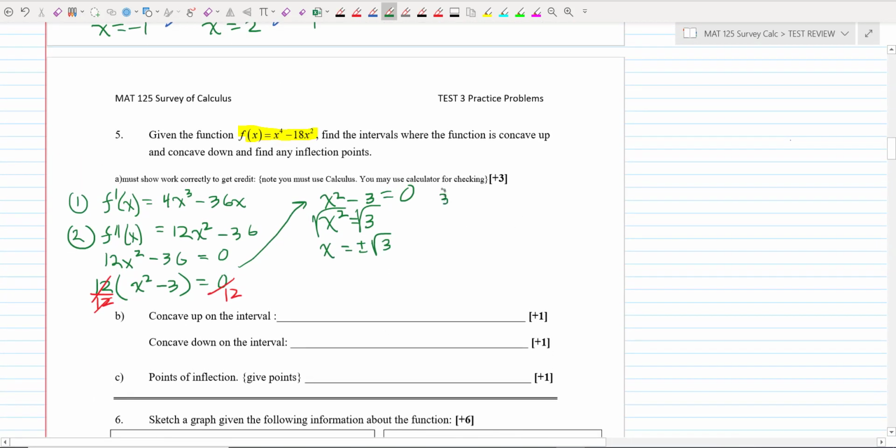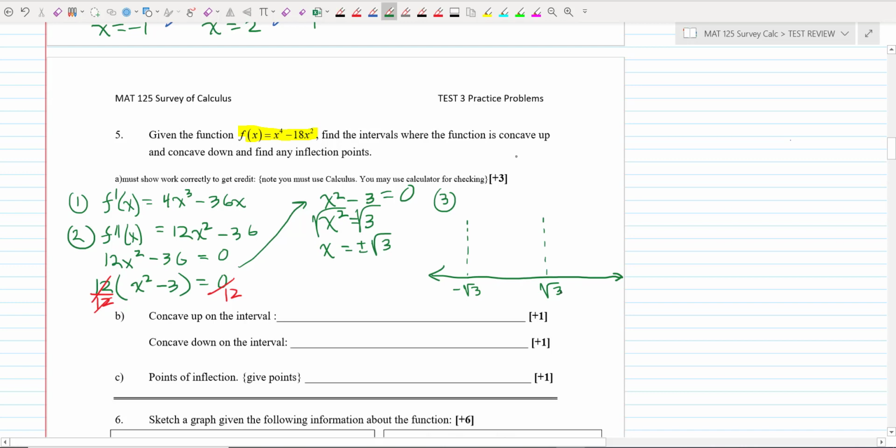Now the third thing you want to do with concavity, just like if you're doing increasing, decreasing, is do a sign chart. Okay? So what we're going to do here is look at negative square root of 3, and we're also going to look at positive square root of 3.